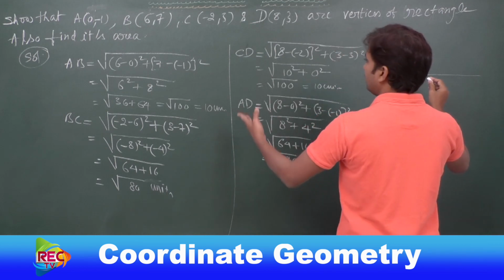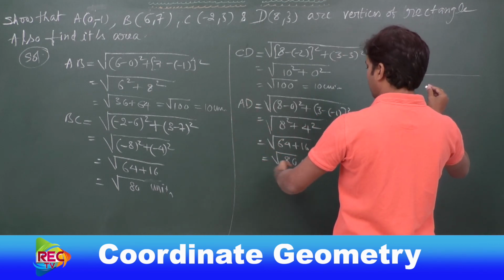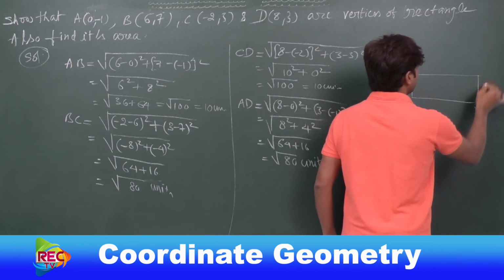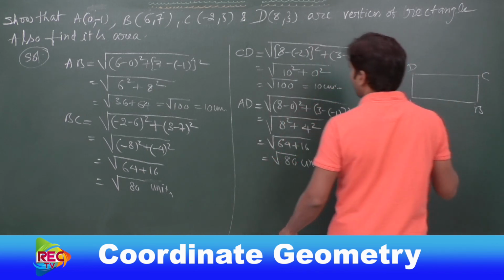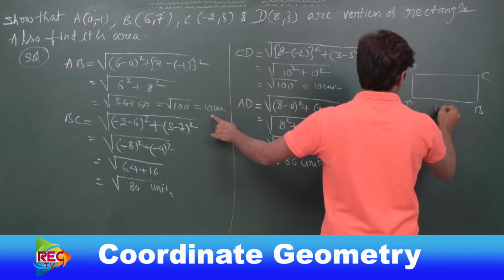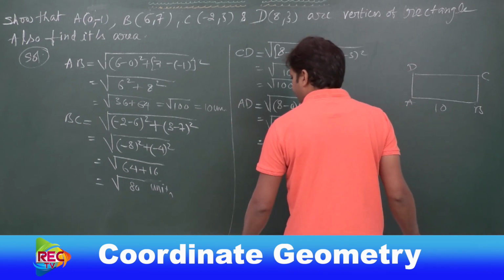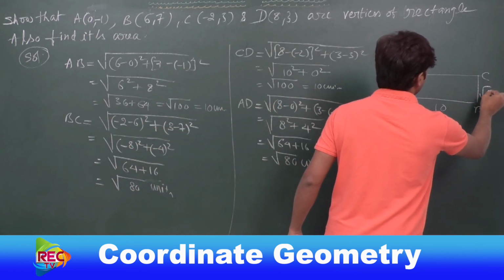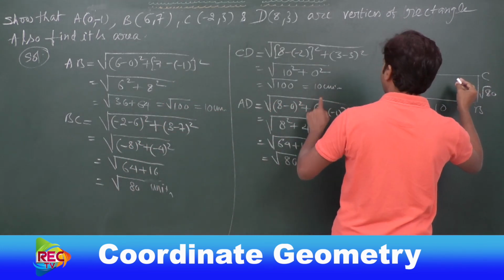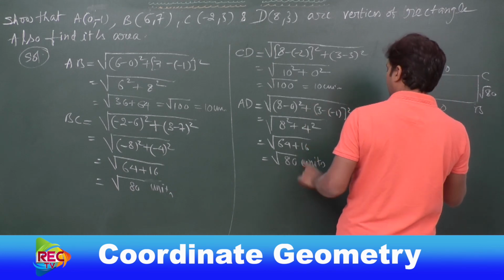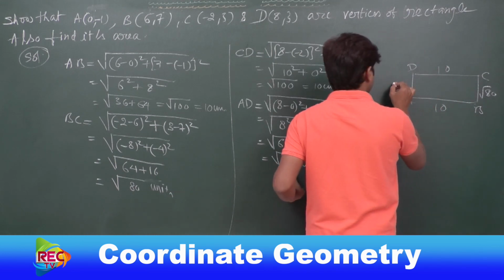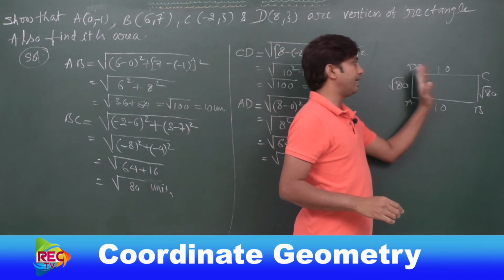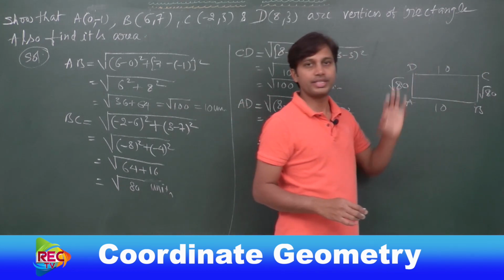Okay, ABCD. Now what is the value of AB here? 10. Now BC would be root 80, and CD is again 10, and AD is again root 80. So we obtained opposite sides equal: AD equal to BC and AB equal to CD.